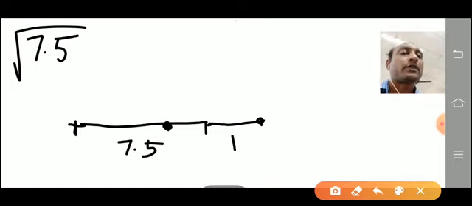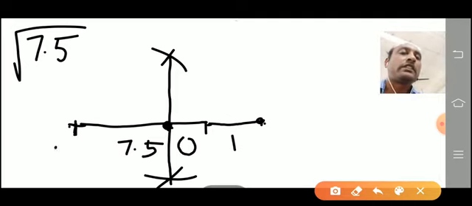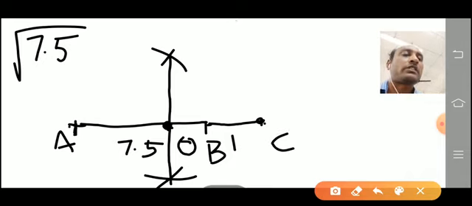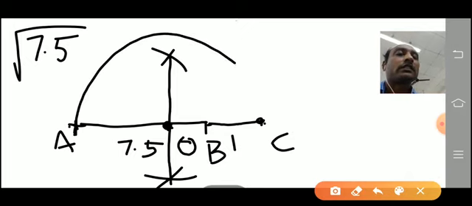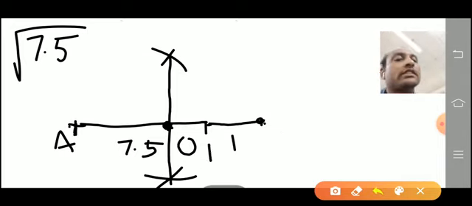How to find the midpoint: using the compass, if you draw the perpendicular bisector, then this midpoint will come. Mark this O, and this is A, this is B, this is C. You can take whatever points you wish. With O as center, OA as radius, draw a semicircle like this. Hope you understand up to the semicircle. What we have to do first?